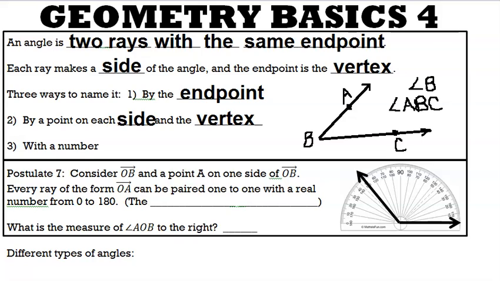Now, the other thing is sometimes they just give you a number. Sometimes they'll put a little mark there, and they'll just put 1. Or maybe they'll just sneak a little number 1 right there. And then at that point, you would just refer to it as angle 1.